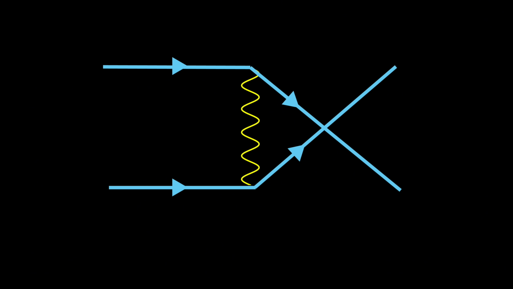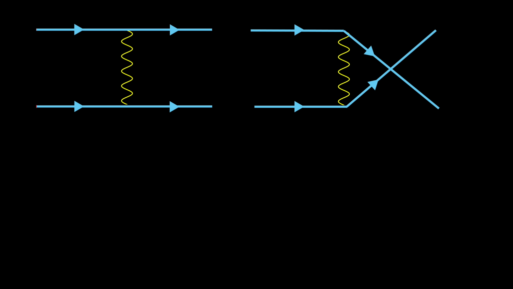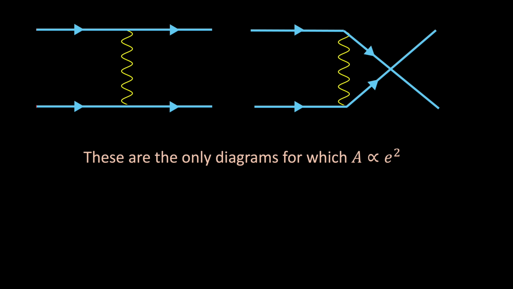For example, we can also cross the external electron lines on the right-hand side of the diagram, producing another distinct but equally valid diagram. However, this new diagram still contains two vertices, and therefore its amplitude is also proportional to e squared. Now, the good news is that for single photon exchange, processes with amplitudes proportional to e squared, these are the only two diagrams we need to consider.